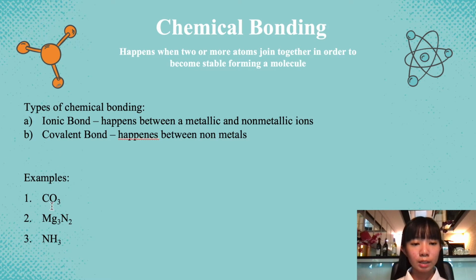Example, we have number 1, CO3. Now, how do we determine if this is an ionic or covalent bond? Carbon is a non-metallic atom, and oxygen is also a non-metallic atom, which means a non-metallic and non-metallic will form a covalent bond. So CO3 is a covalent bond.